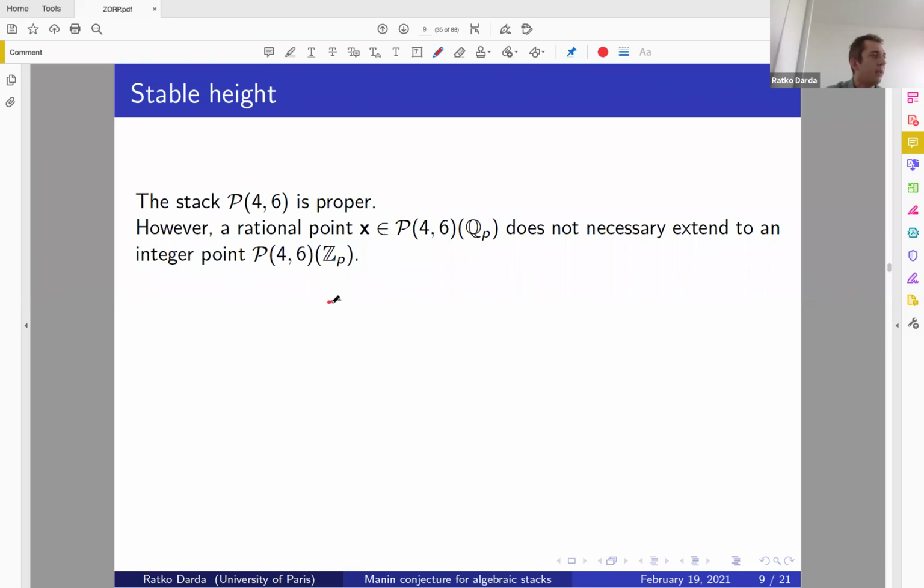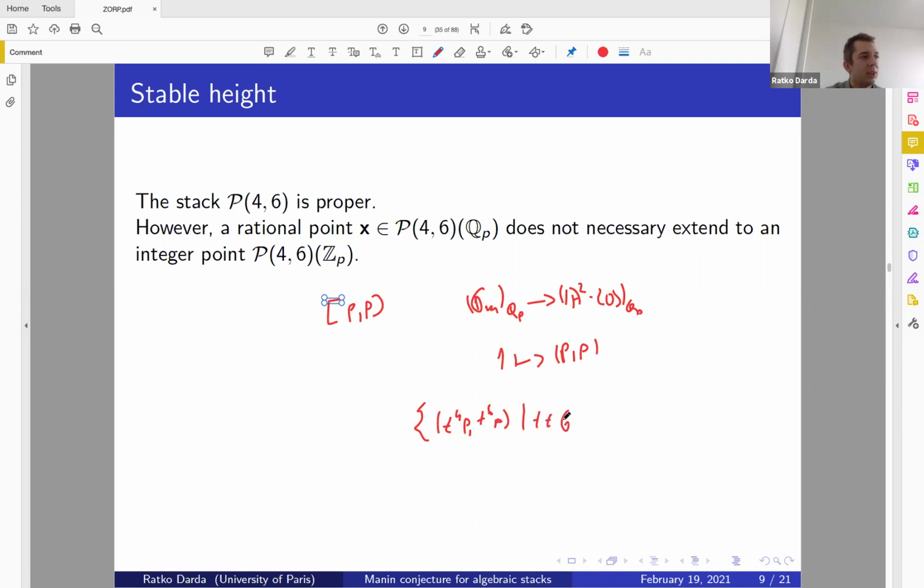For example, we have a point P inside P46 of Q_p. It corresponds to a morphism G_m of Q_p such that one goes to P. The set of morphisms that are isomorphic to this morphism is given by t^4 P, t^6 P for t inside of G_m of Q_p.